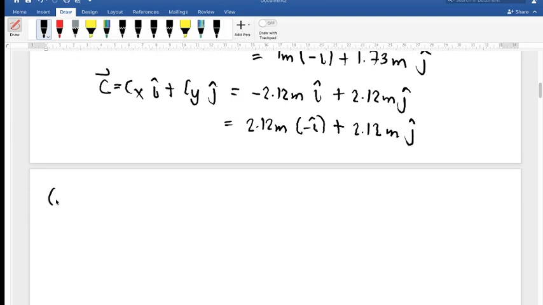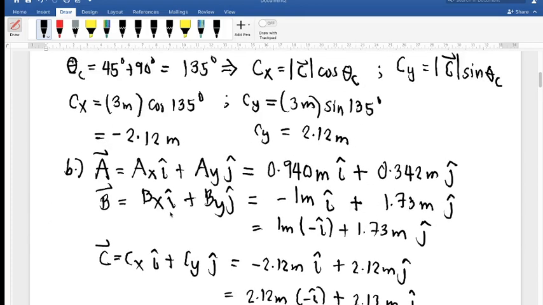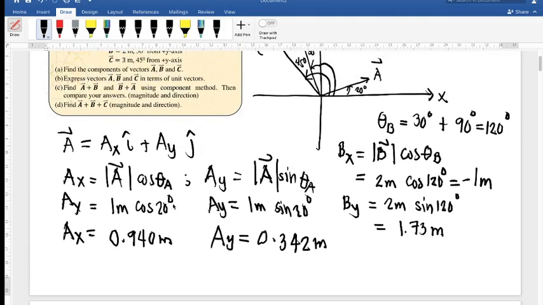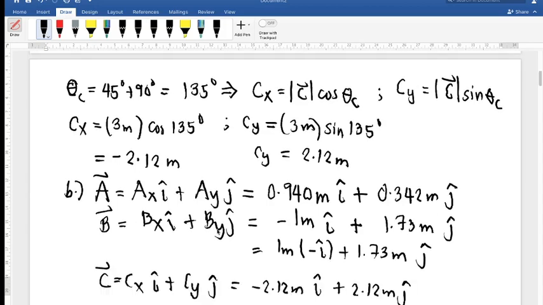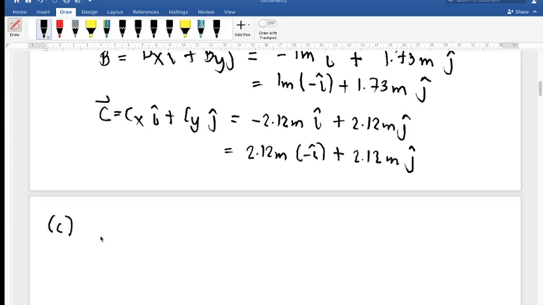Okay, so punta tayo sa letter C. Letter C problem states to find A plus B and B plus A using the component method. You have to get the vector sum, then compare your answers, the magnitude and direction. Okay? Component method lang yung gagawin natin. So let's let R be our A plus B.